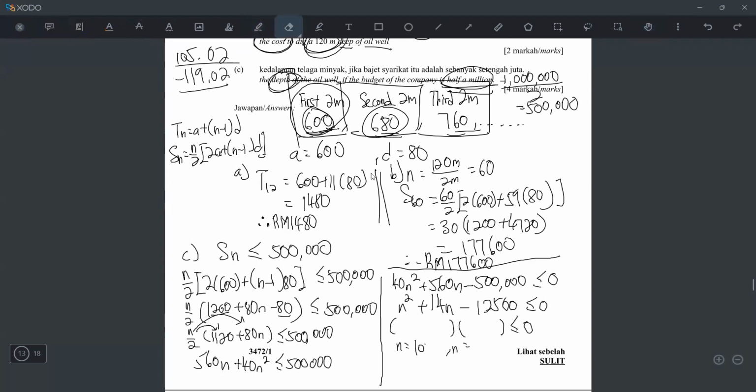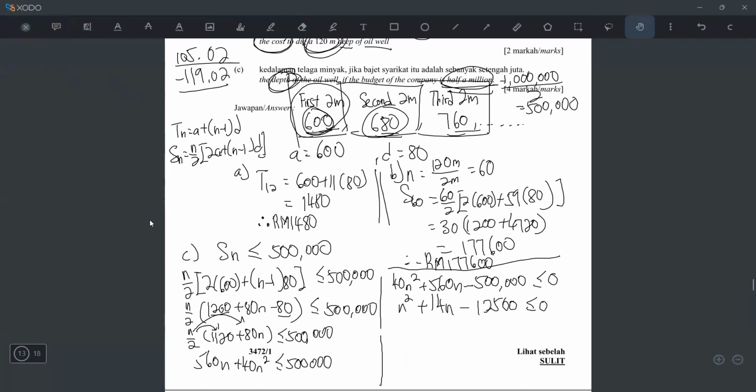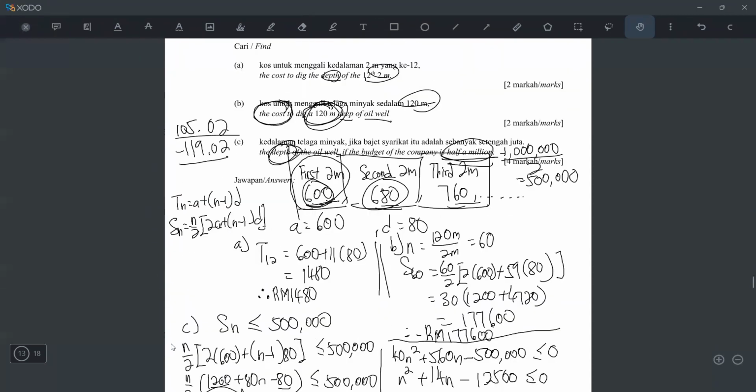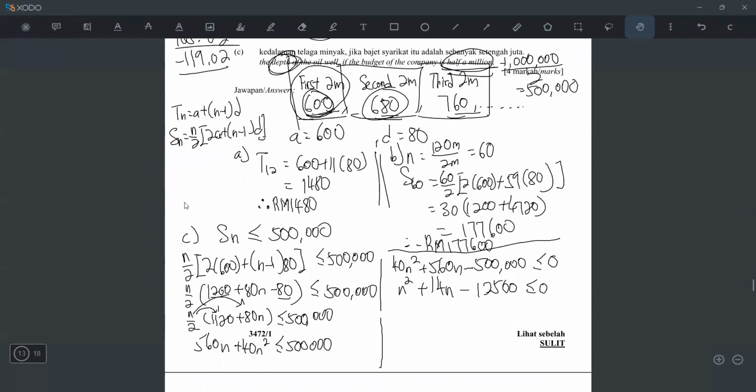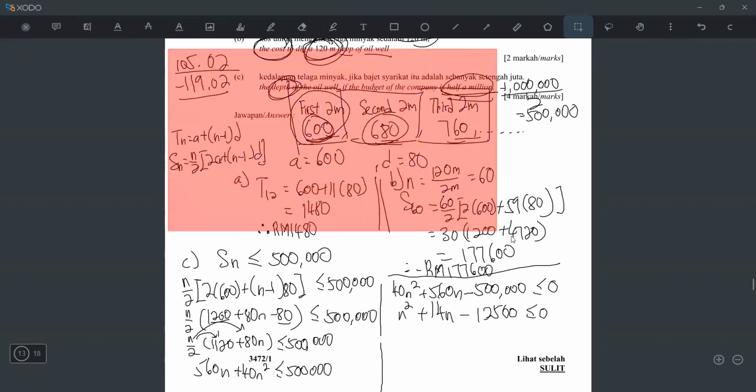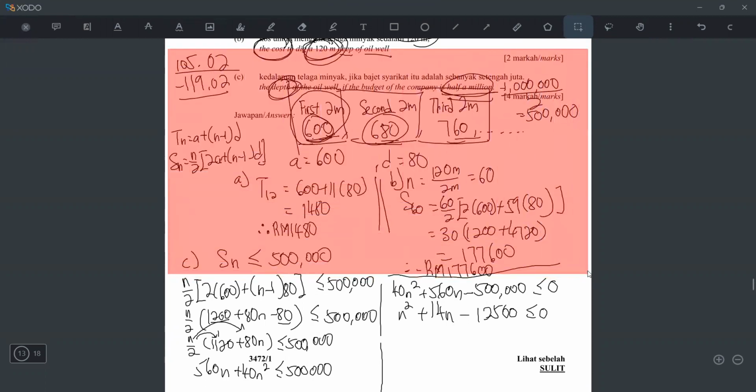Okay, I will erase this already. Why? Because I realized that after I factorize, I get an ugly answer. Why I call it ugly? Because cannot change to fraction. So I have to use the quadratic formula. Alamak, not enough space already. What should I do? Can I make this smaller? Maybe I make this smaller.